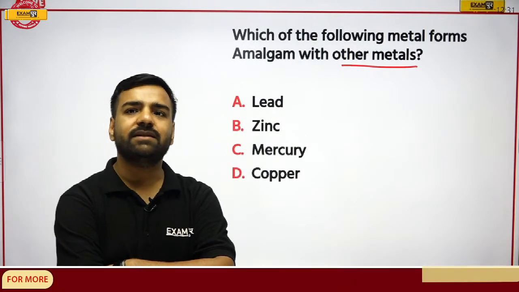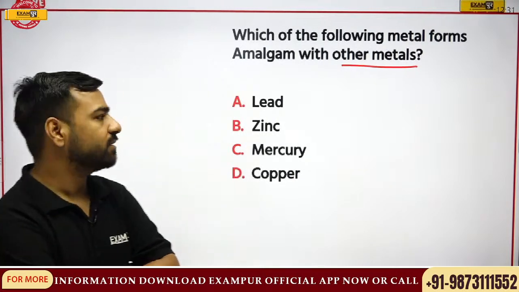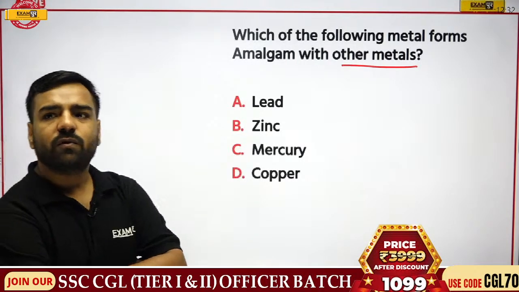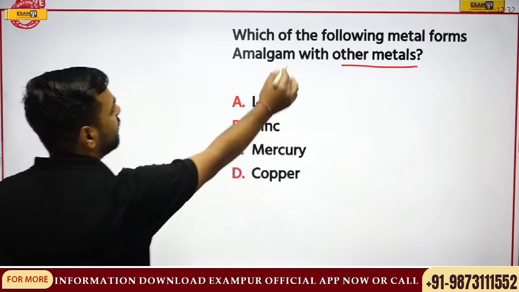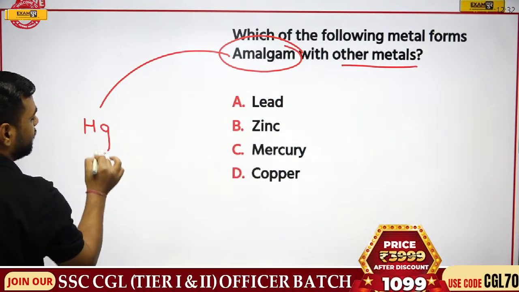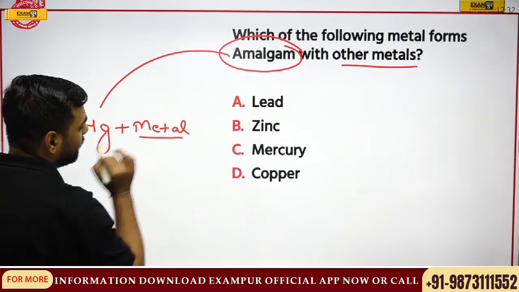Yeah. So answer please. Which of the following metals forms amalgam with other metals? Is it lead, zinc, mercury or copper? So what's amalgam? Let's have a look at this part. Whenever we talk about amalgam, please remember it is actually consisting of mercury along with another metal. Now this metal can be any.